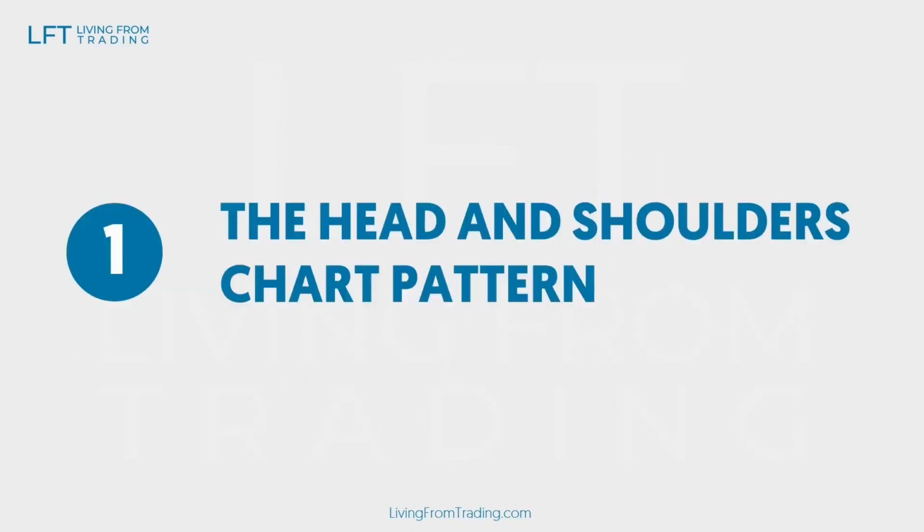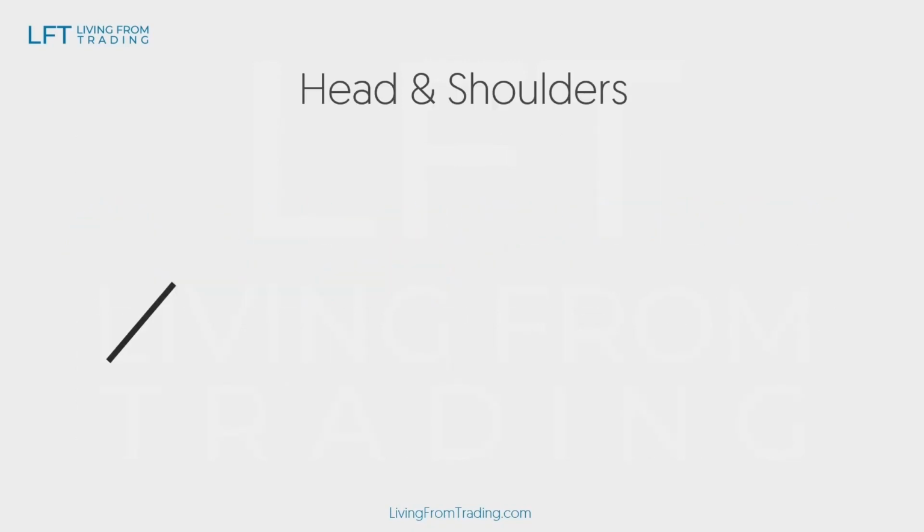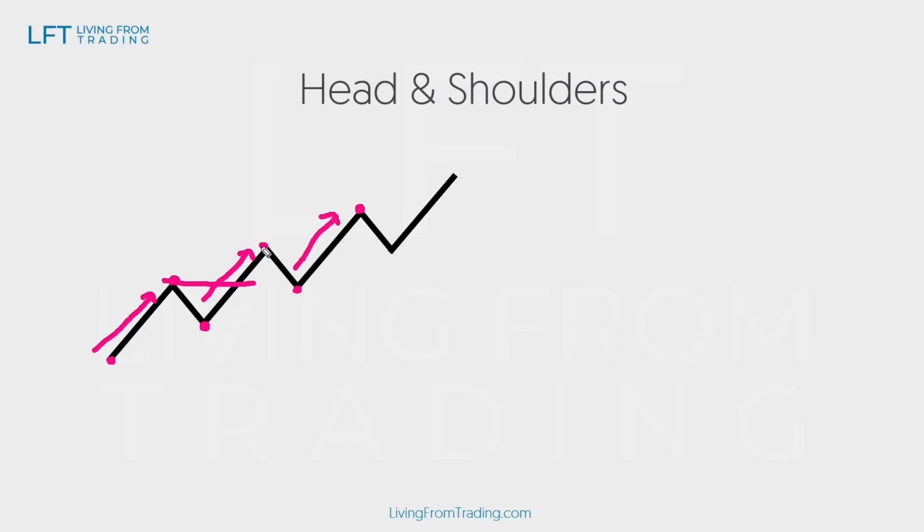The head and shoulders chart pattern. The head and shoulders is a chart pattern that appears when a trend changes. Here we have an example of an uptrend. Price makes a bigger leg to the upside, then a smaller leg to the downside, and then on the next leg to the upside the previous high is broken. Then it makes another small leg to the downside, and then a bigger leg to the upside where the previous high is broken. And while it keeps doing this shape, we consider that the price is on an uptrend.